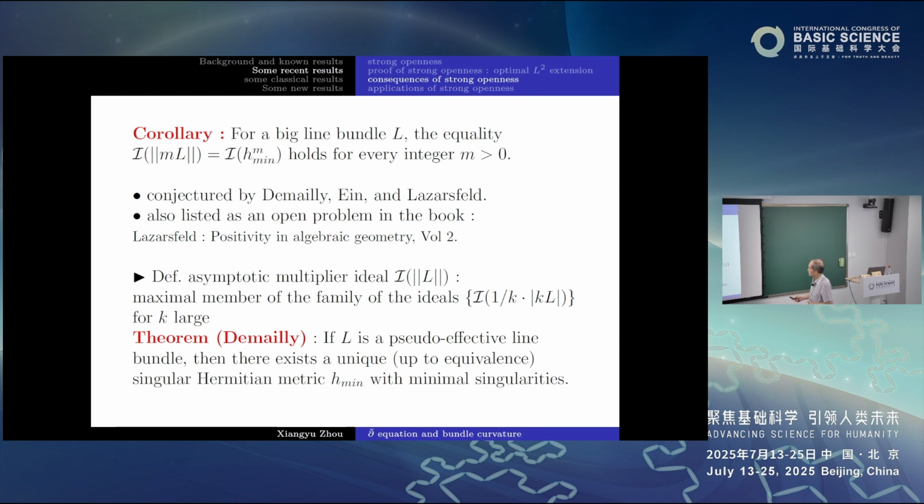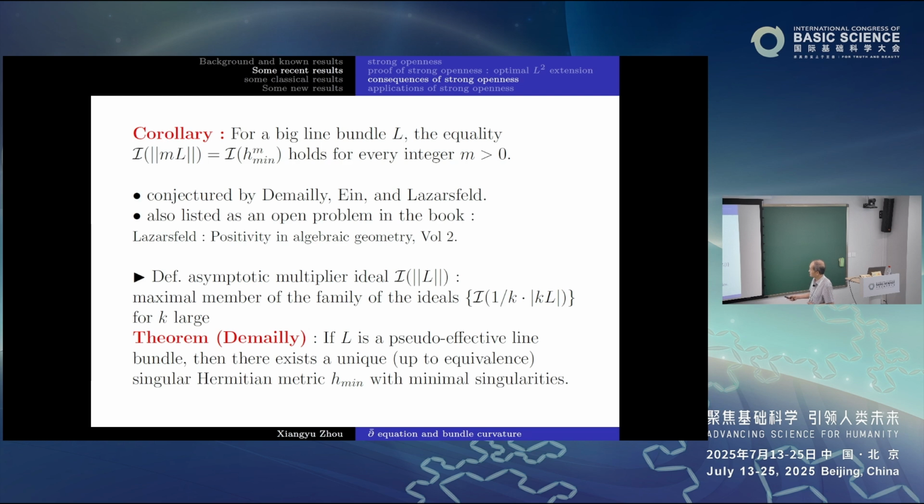So another corollary is as follows. For a big line bundle, we have this equality. This is a conjecture by Demailly, Lawrence Ein, and Lazarsfeld. You can find the problem in Lazarsfeld's book, Positivity in Algebraic Geometry.